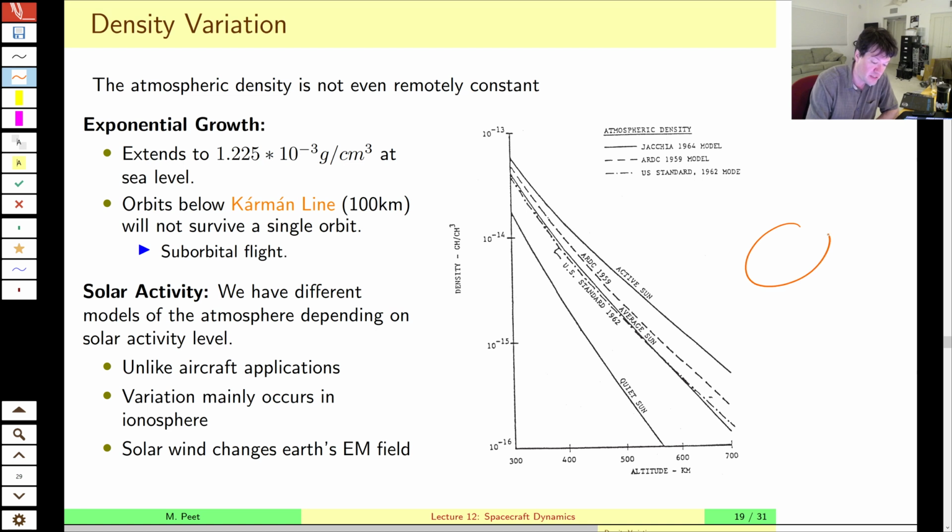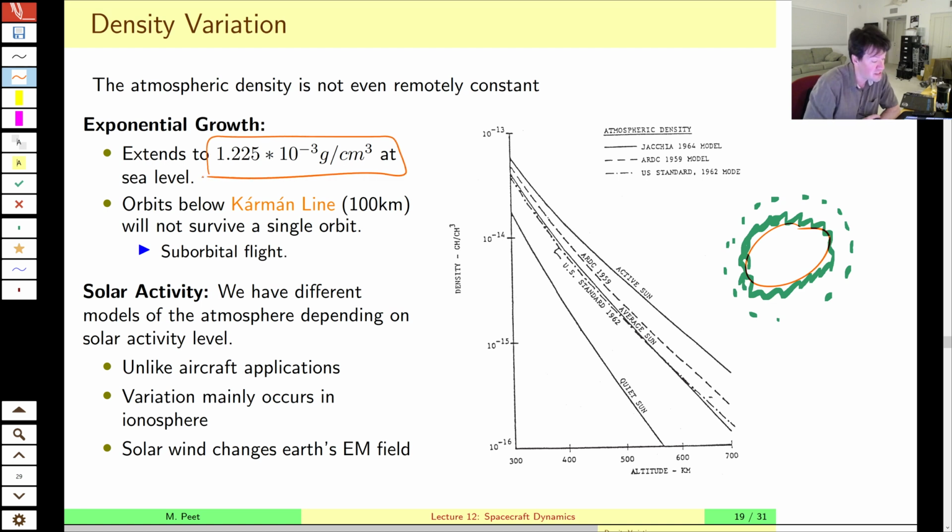The atmosphere is a continuous fuzz that lives around the Earth, and it decays as you get farther out, but it varies continuously, and it goes all the way to a density of 10 to the negative 3 at sea level, us. And it's very predictable up until the Kármán line. So the Kármán line, again, is where a spacecraft in circular orbit will not survive a single orbit.